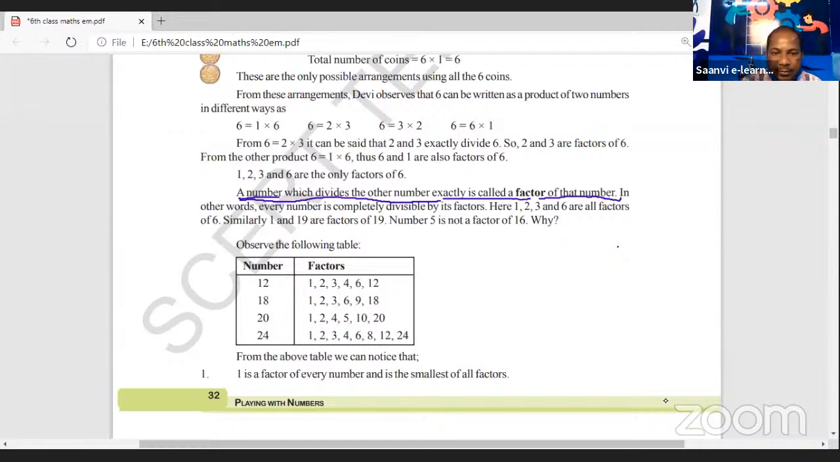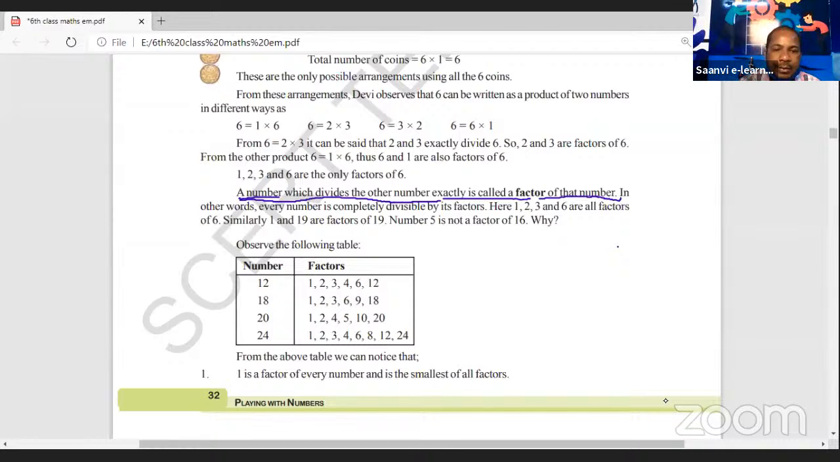1 will divide 12: 1 12s are 12. 2 will divide 12: 2 6s are 12. 3 will divide 12: 3 4s are 12. 4 also will divide 12: 4 3s are 12. 6 also will divide: 6 2s are 12. 12 also will divide: 12 1s are 12. Okay.